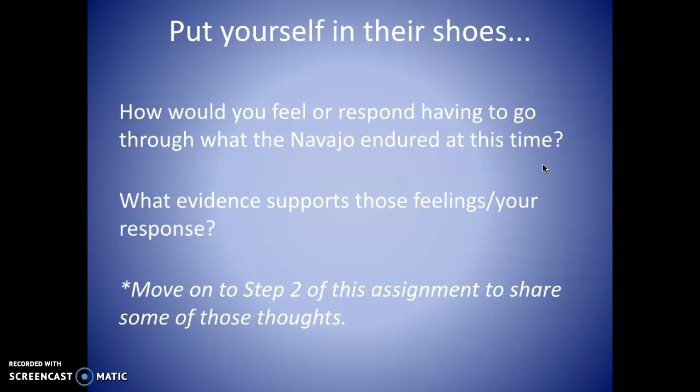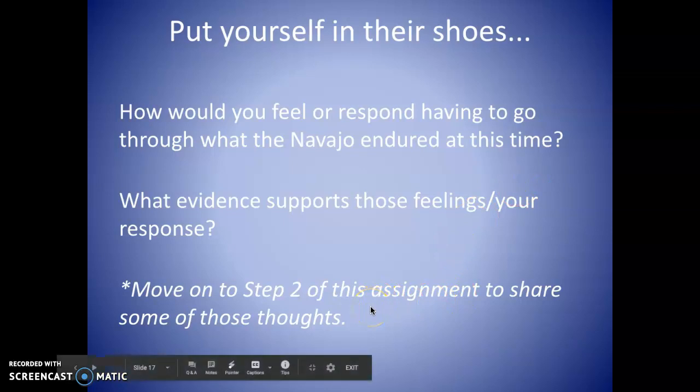You're going to then move on to step 2 of this assignment in Google Classroom to share some of those thoughts in a creative way.